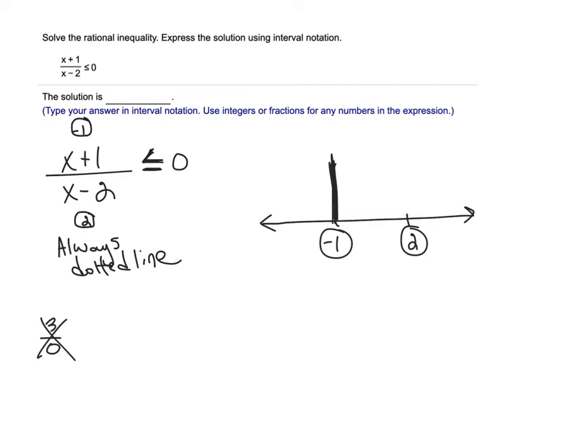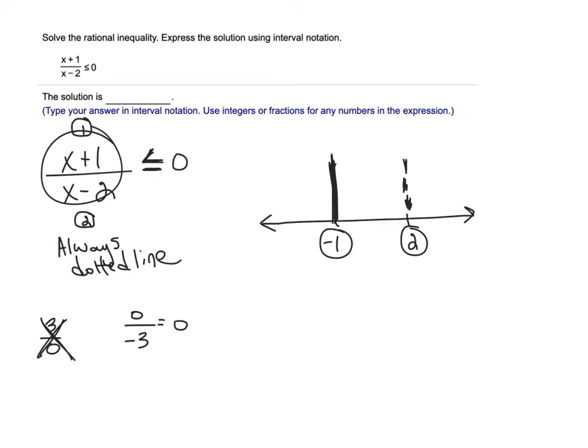So let's think about it. If I were to plug negative 1 into my function right here, I would get negative 1 plus 1 is 0, and negative 1 minus 2 is negative 3. Unlike the previous one, this one did not exist. This is the number 0. It all depends on whether you have a 0 in the numerator or the denominator. So 2, like I said, the denominator is always dotted. Please, please remember that, because this is what people miss, they don't do a dotted line.